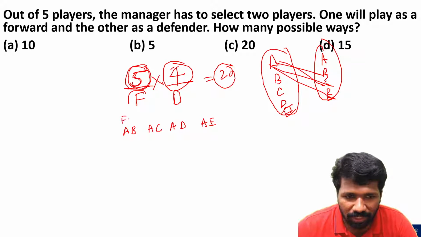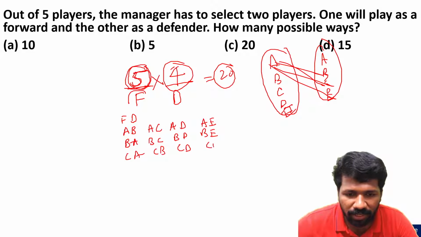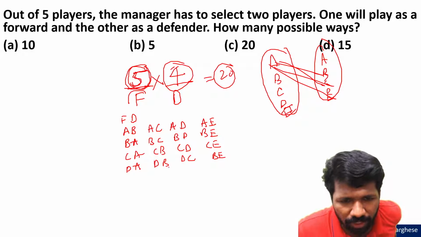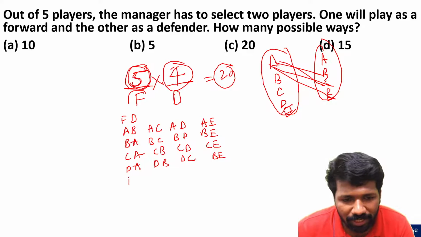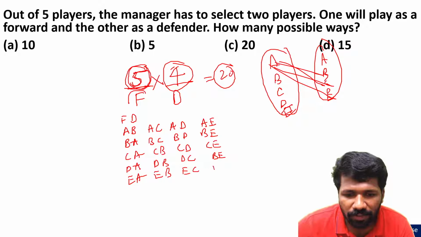First person I am fixing as forward and second person as defender. Now with B as forward and A as defender, B as forward and C as defender, B forward, D defender, B forward, E defender. Similarly, C forward, A defender, C forward, B defender, C forward, D defender, C forward, E defender. Similarly, D forward, A defender, D forward, B defender, D forward, C defender, D forward, E defender. All of you are understanding? Similarly, E forward, A defender, E forward, B defender, E forward, C defender and E forward, D defender. These are total 20 in number.